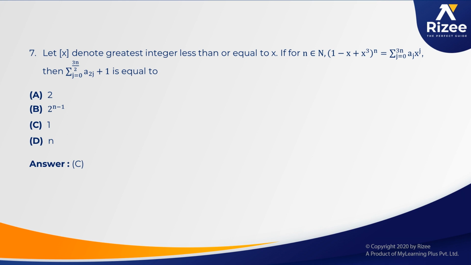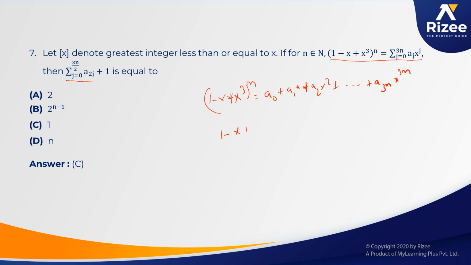Let x denote the greatest integer less than or equal to x, for all n belongs to N, given the expansion 1 minus x plus x cube whole power n is equals to summation j is equals to 0 to 3n a j x power j. Then summation j is equals to 0 to 3n by 2 a 2j plus 1 is equals to, first 1 minus x plus x cube whole power n can be written as a naught plus a1 x plus a2 x square plus, here the nth term is a3n x power 3n.